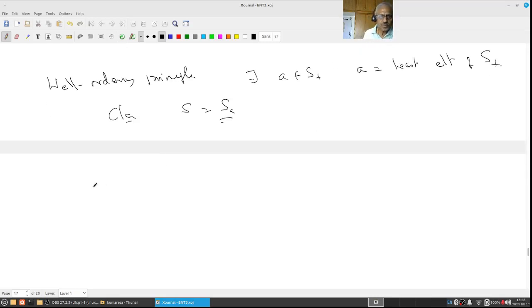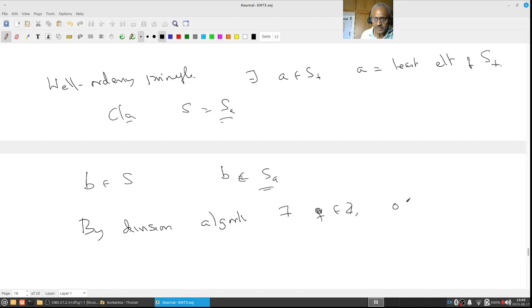Okay, now I want to claim my S is nothing other than S_a. So how do I prove it? Let b belong to S. Then I have to say b belongs to S_a. That is right. What do you think I should use? It's a multiple of a. So when I want to show it's a multiple of a, the important tool is the division algorithm. So by division algorithm, there exist q in Z and 0 less than or equal to r less than a, all unique, such that b is of the form aq plus r.